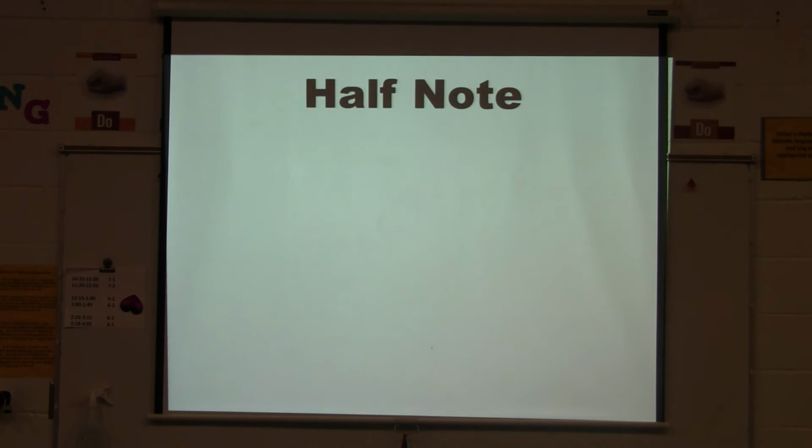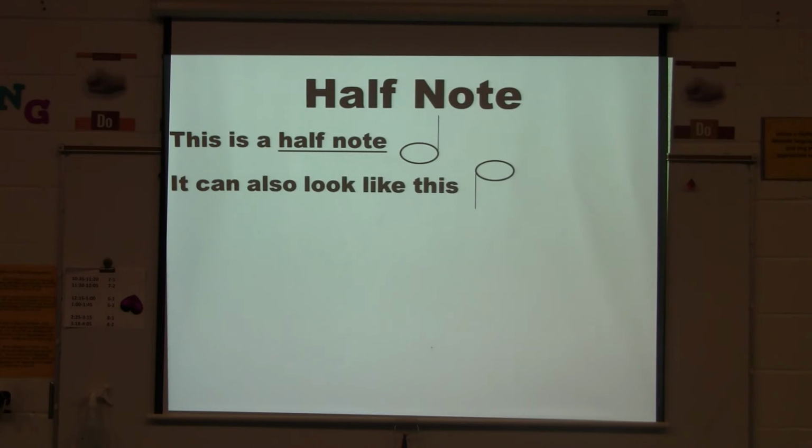Okay, let's go on to the half note. A half note kind of looks like a whole note. It's a white oval, but it has a stem on it. A stem, just like a flower has a stem. It can look like that, and it can also be what some people think of as upside down. The stem can point up, or the stem can point down. It doesn't really matter. They're each the same.